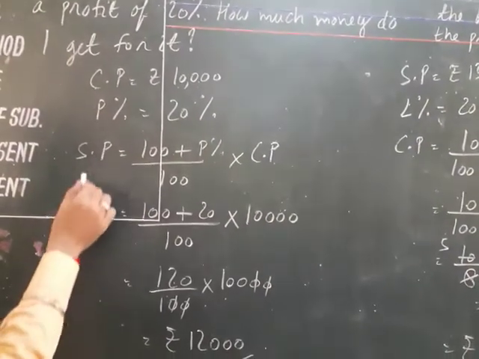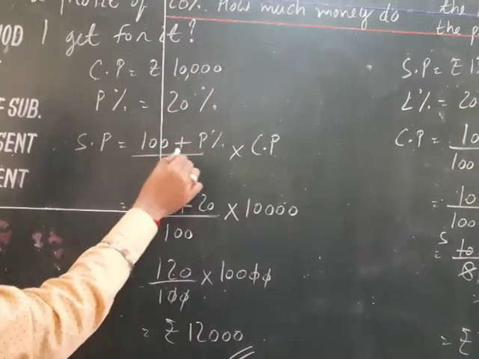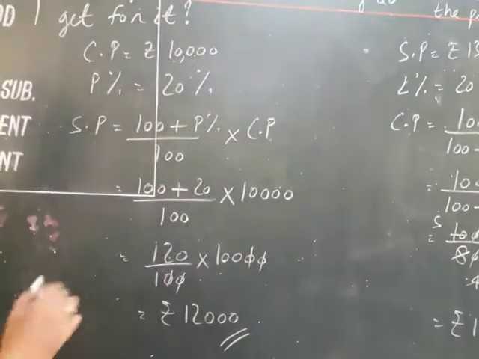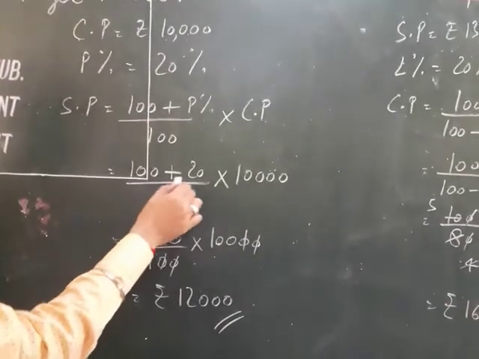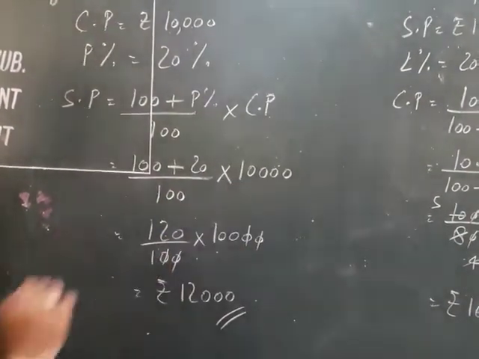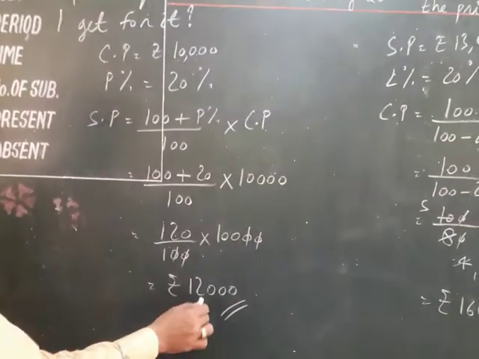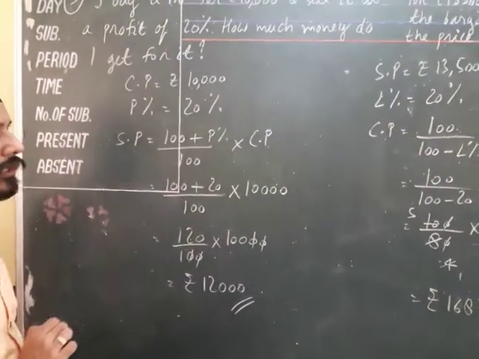What is the formula? Selling price equal to (100 plus profit percent) upon 100 multiplied by CP. Then put the values: (100 plus 20) upon 100 multiplied by CP, which is 10,000. Then simplify it, you will get 12,000. That means selling price is 12,000.